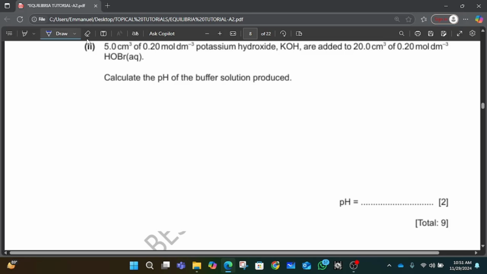The first thing to do is to write an equation between the acid HOBr and the base KOH. And you know, when an acid and a base react, it gives you salt and water. And so we get our salt as KOBr, as the metal from this base displaces the hydrogen of the acid, plus H2O. All of them aqueous, aqueous, aqueous, and liquid for water.